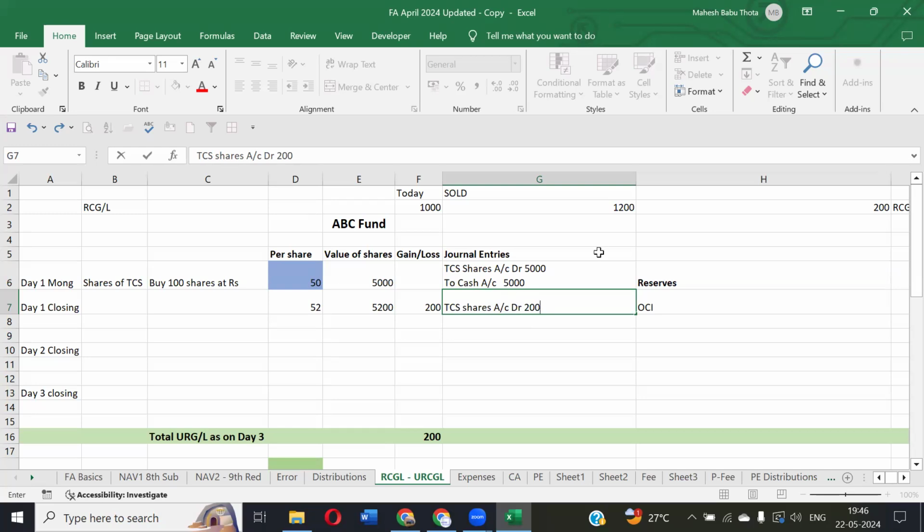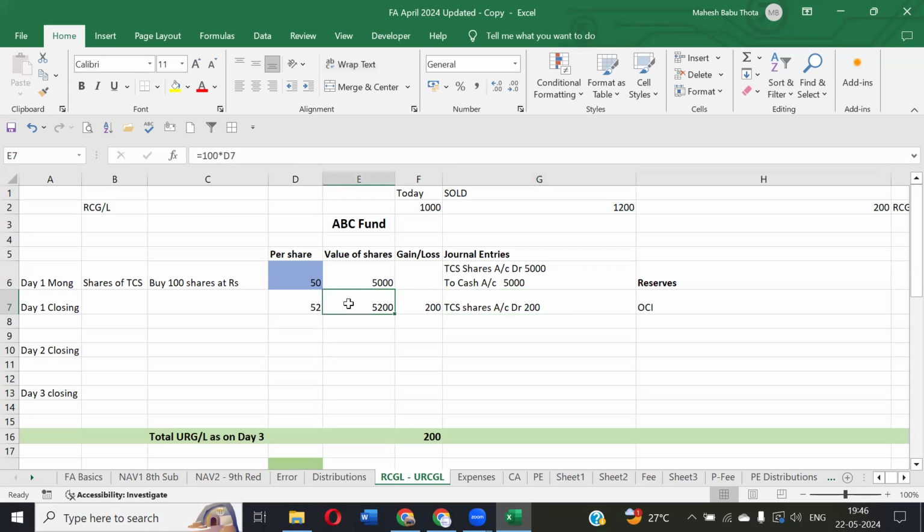Already we debited here 5,000 rupees, right? That means the asset value is indicating 5,000 rupees of value. Again, if you debit 5,200 rupees, the total TCS value will become 10,200. Do you have that much value here? Totally, we have 5,200 only. What is the excess value that increased? 200 rupees. Only for the 200 rupees we are accounting here.